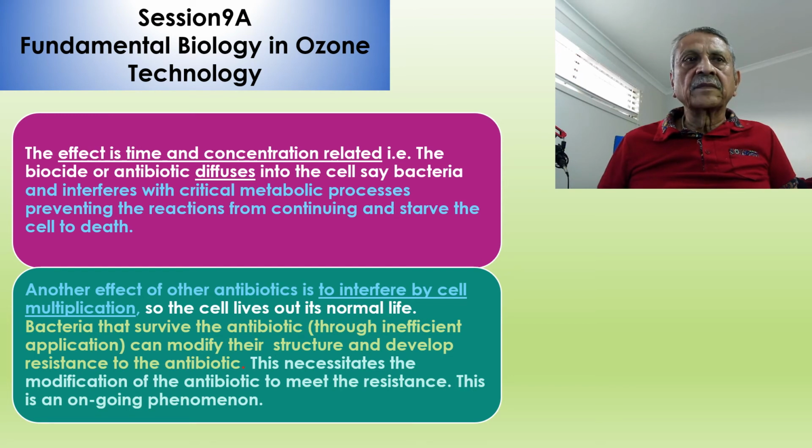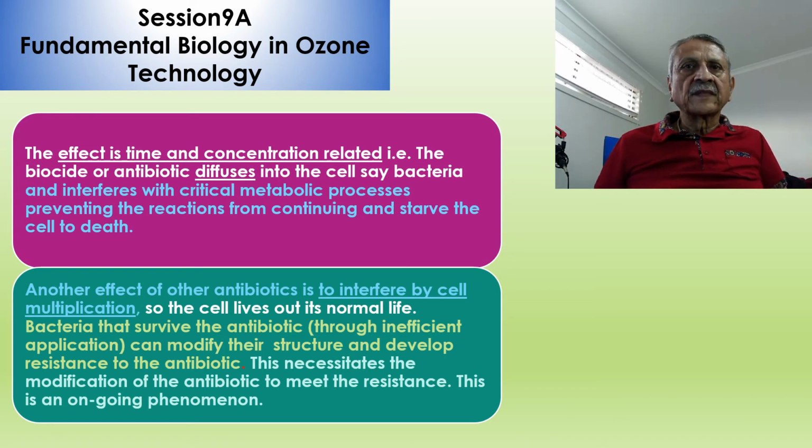Another effect of the antibiotics is to interfere the cell multiplication. That means the chemical process of multiplying the cell is interfered by the antibiotic so that the cell will not multiply, which means the cell will have to live out its normal life and die after its lifespan is completed.